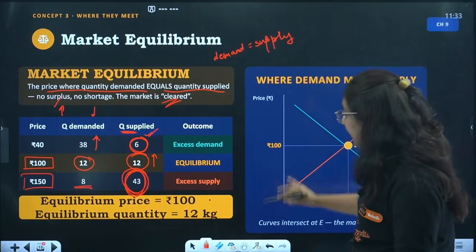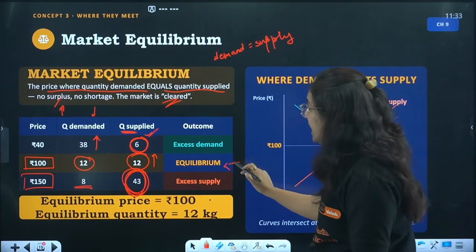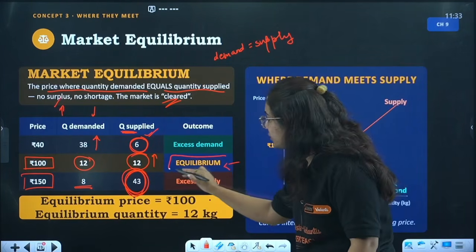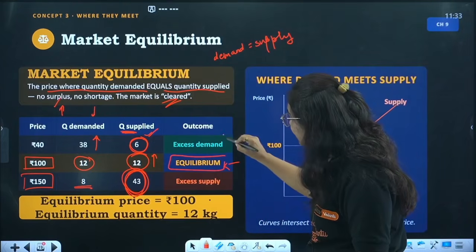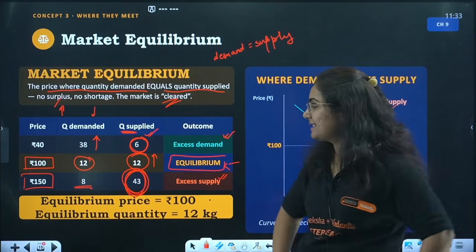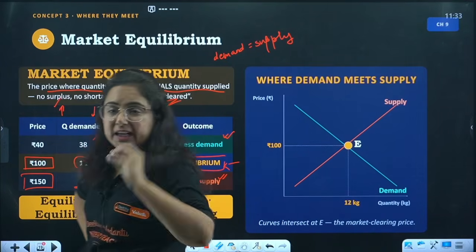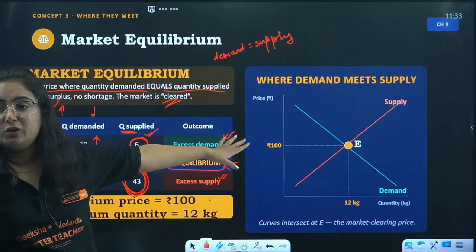But yes, in those three cases, there was one case in which demand is equal to supply, and this condition is known as market equilibrium. The rest: the first one is excess demand, the last one is excess supply. Whenever there is market equilibrium, your graph will look like this.